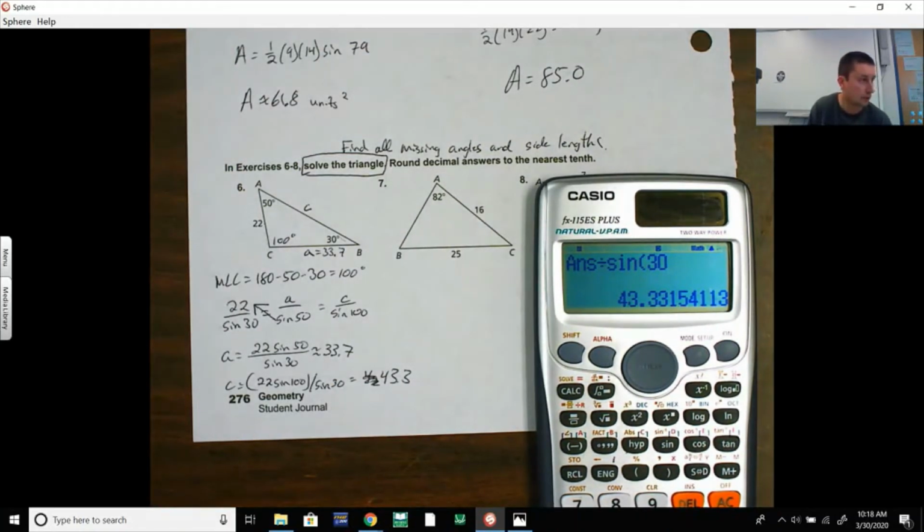Okay, and they're going to have blanks for each of those, and you just have to fill those in. You are rounding to the 10th for each of them. Rounding to the 10th.